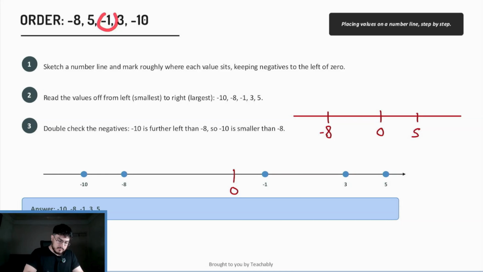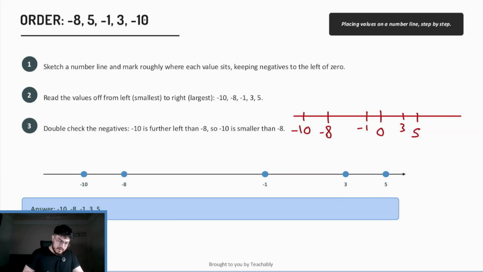Then we've got a -1, so this is a 0, and -1 is going to be immediately to the left of 0. And I just realized I put the 0 in the wrong place here, so let me get rid of that so you're not confused. And then 3, and we know 3 comes before 5, so I'm going to put it roughly there. Of course it's positive, so it's to the right of 0. And then we've got -10, which is again on the left side of 0, and it's actually more left than -8. So just put -10 there.